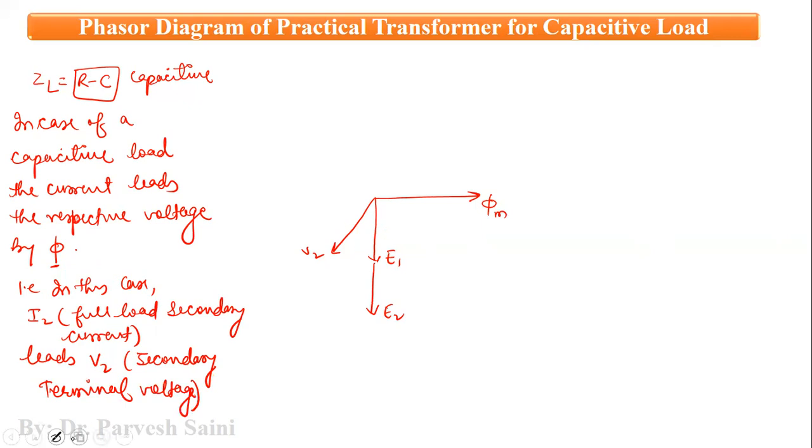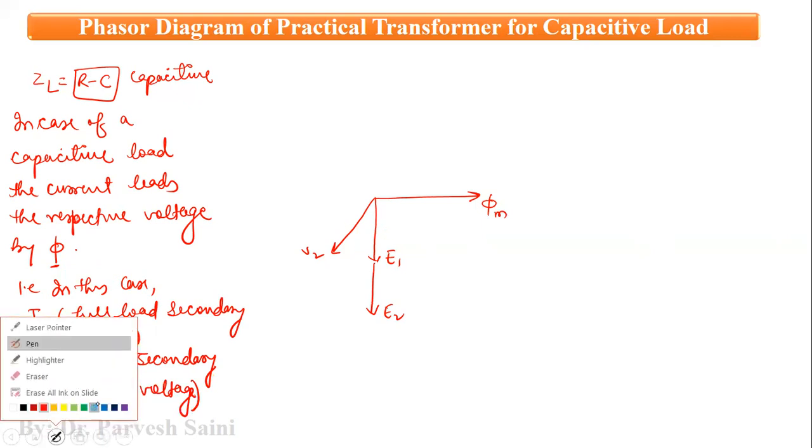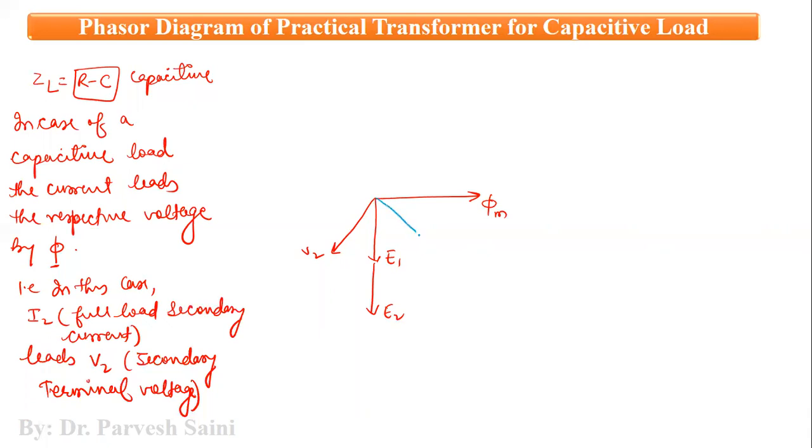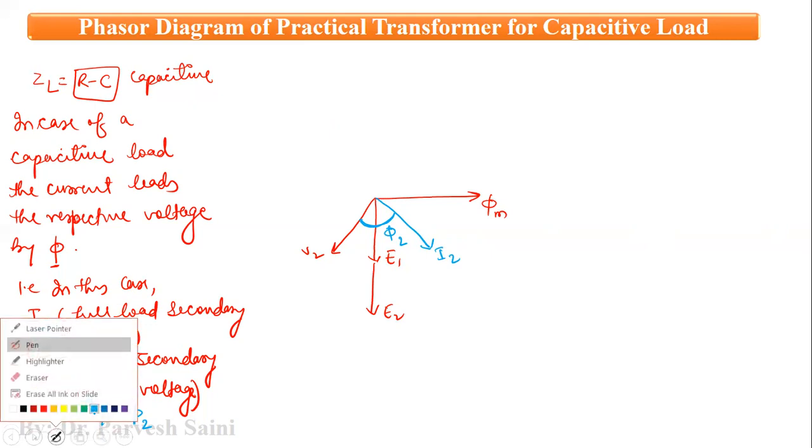So now let us draw the phasor diagram of the current. So phasor of current is, let us say, this one. This is, let us say, I2. Okay. So we have the phase difference between these two as phi 2. I2 leads V2 by phi 2, right? Okay. So now let us proceed further.